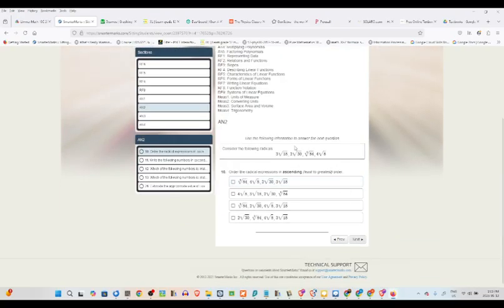So now we want to put these in ascending order. So 3 root 18 is roughly 12.7279. 2 root 30 is roughly 10.95. So we have to have the 2 root 30 prior to the 3 root 18. So we've eliminated B.